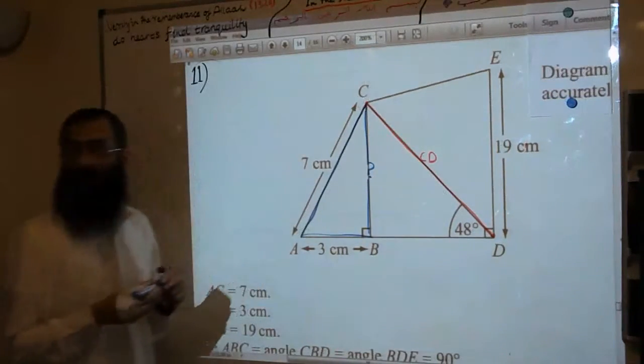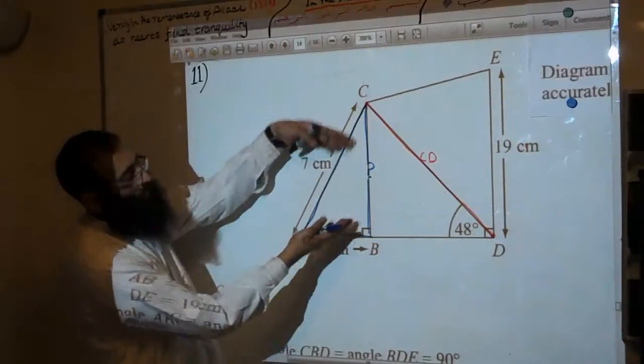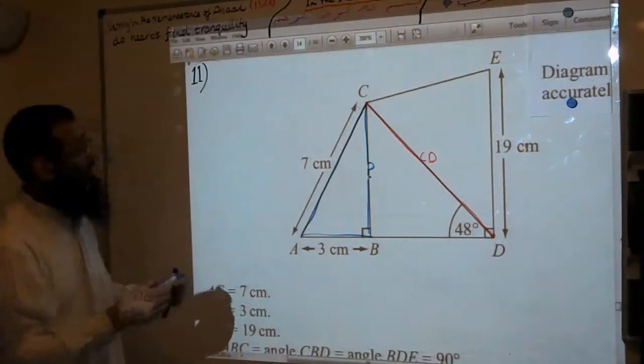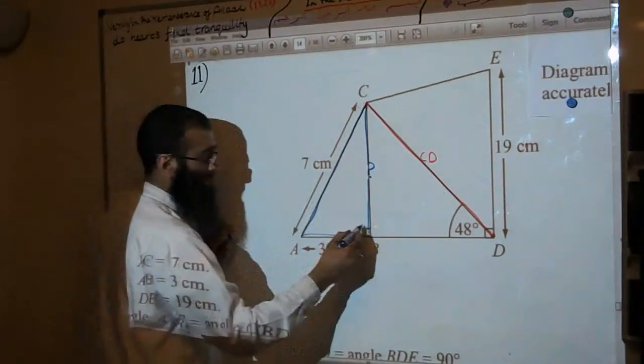So we're trying to work out that length there. That length there will help me with that triangle. So let's work it out first. We're using the blue information for the triangle only. So, what type of triangle is this?